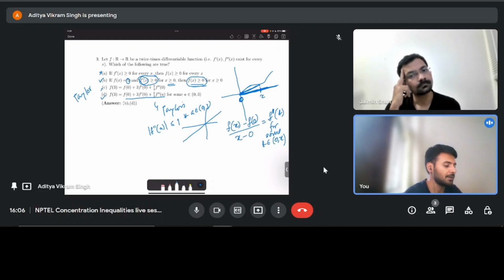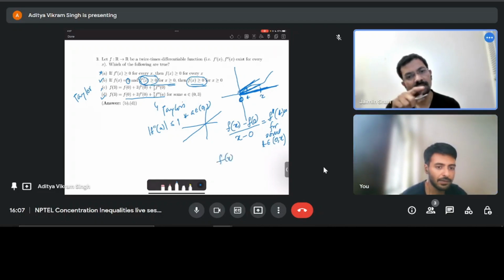This is basically the basic form of Taylor's theorem as well. Taylor's theorem is derived using the mean value theorem. Once you have this slope, there would be some point where the derivative is exactly equal to this slope. That point would be t, and we know that f dash t is greater than or equal to 0 from this condition, and so this gives us that f(x) is greater than or equal to 0.